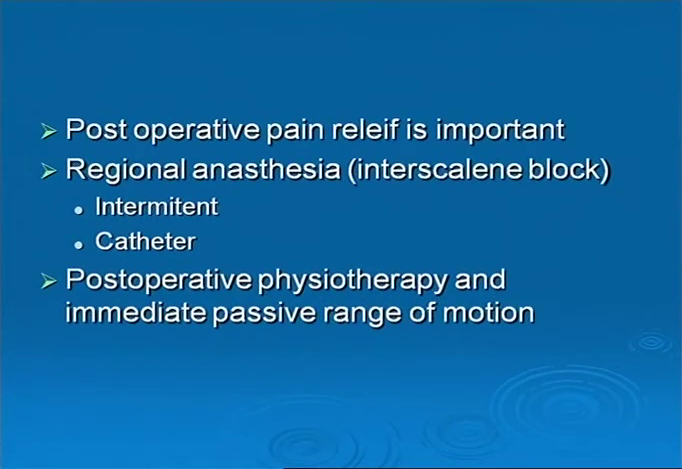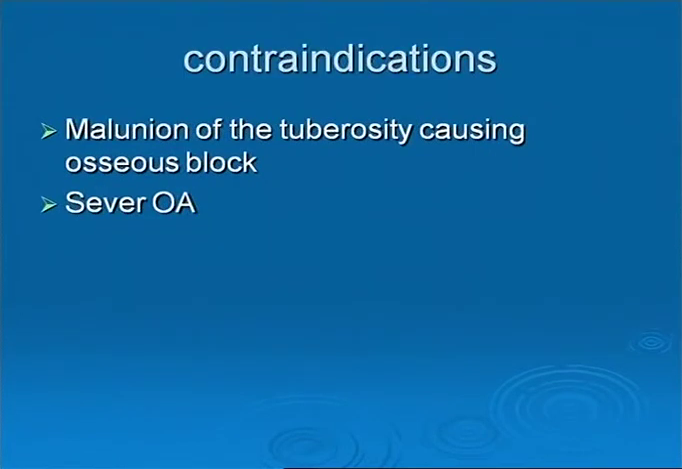Postoperatively, it is important to relieve the pain. Often it is good to use an interscalene block, either by catheters or intermittent injections. And it's important to begin with direct passive range of motion. Some contraindications are malunions of the tuberosities, which cause osseous blocking, or severe osteoarthritis. You will not get a good result with manipulations.